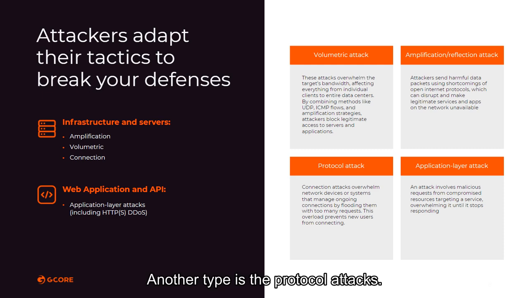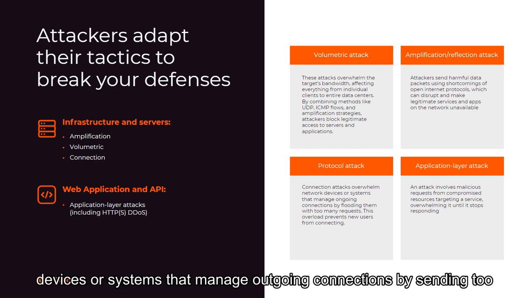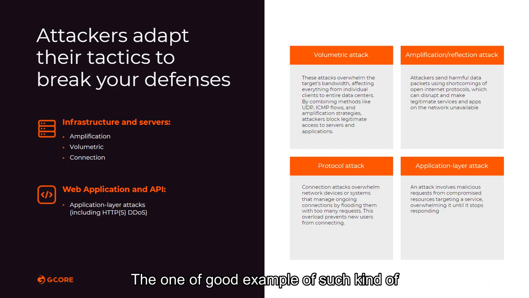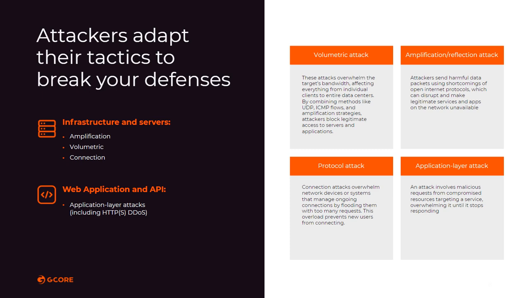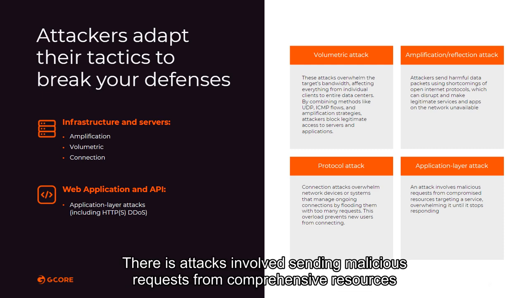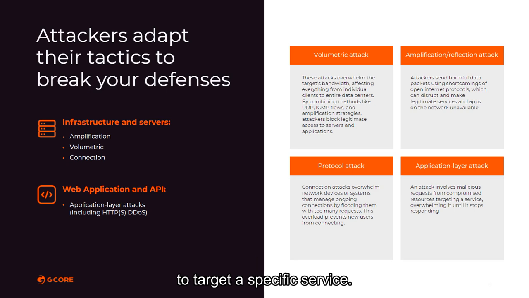Another type is protocol attacks. These attacks try to overwhelm network devices or systems that manage connections by sending too many connection requests, preventing new users from connecting to their services. One good example of this kind of attack is the TCP flood attack. And the last one is application layer attacks. These attacks involve sending malicious requests from compromised resources to target a specific service until it stops responding. A good example of this type of attack is the HTTP flood attack.